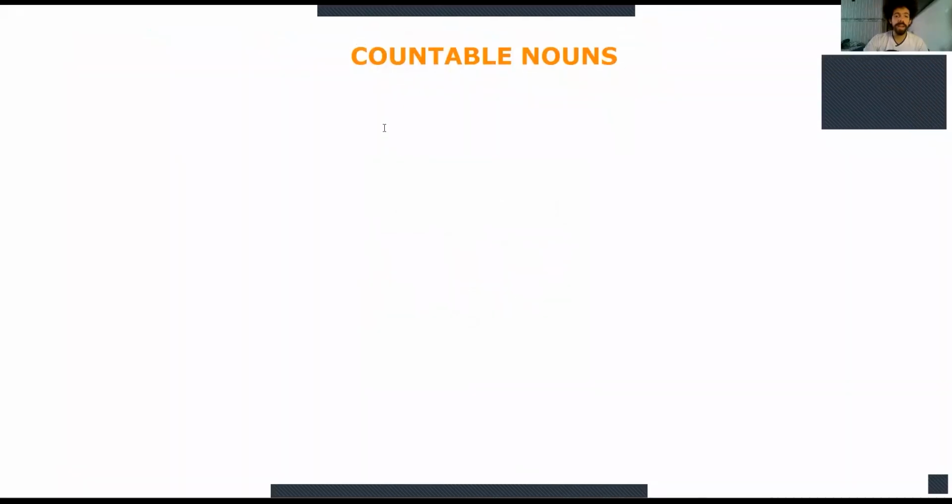So the countable nouns, what are the things we need to consider? First of all, every countable noun you can put in plural, all right? Não é necessariamente toda palavra que você puder colocar no plural é um substantivo contável, tá? Mas todo substantivo contável você pode colocar no plural. That's the thing. Plural. Every countable noun you can put in plural.